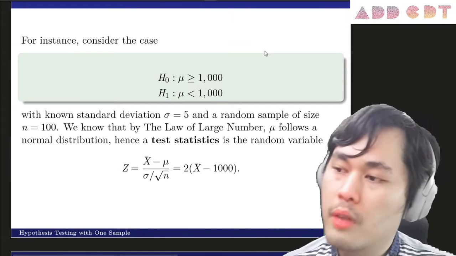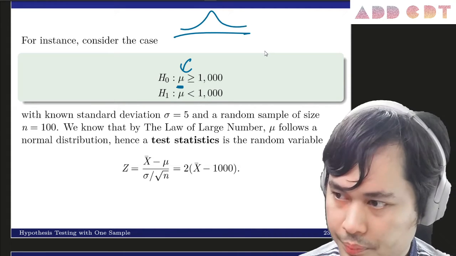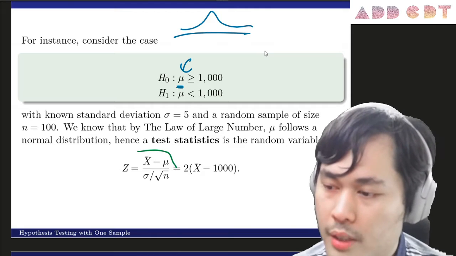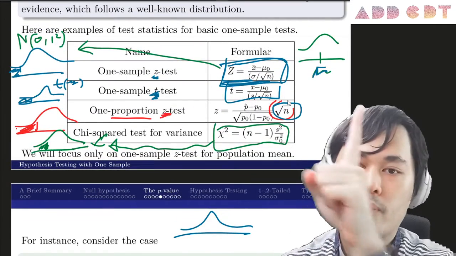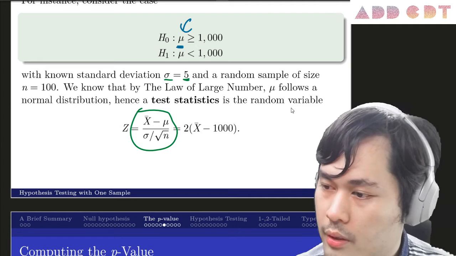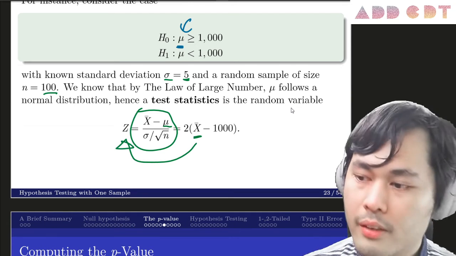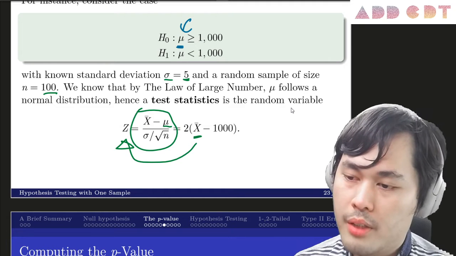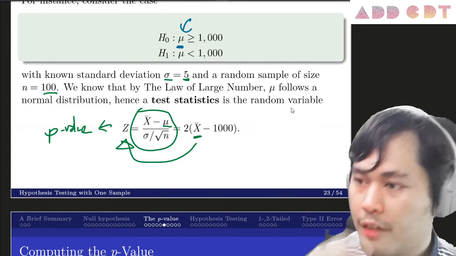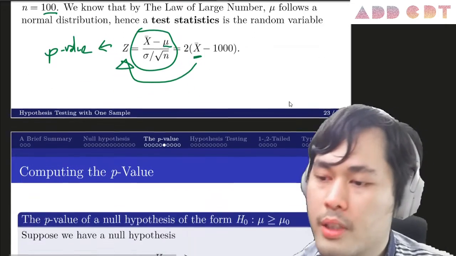So for example, if you think about the mu, the population mean, we know that by the law of large numbers, the sample mean is going to follow the normal distribution, and that means we can use the statistic on the first column. From these values, like if sigma is 5 and mu is 1000, if n is 100, then we can transform that into this z, and then we use this z instead to find the p value. So it's just a step to transform the distribution of our problem into a distribution that we can compute easily.